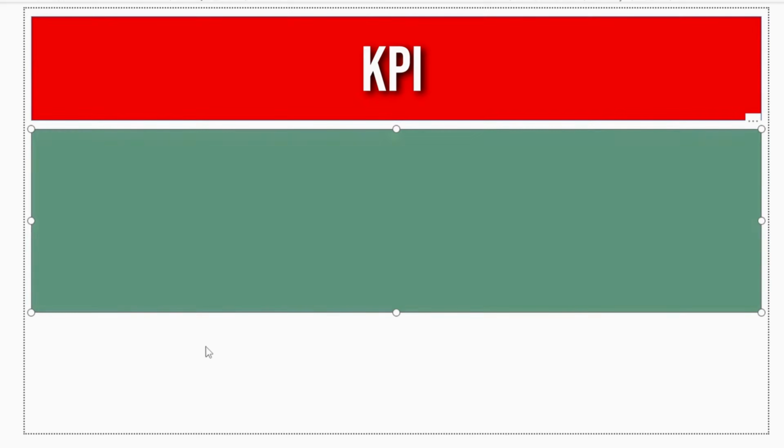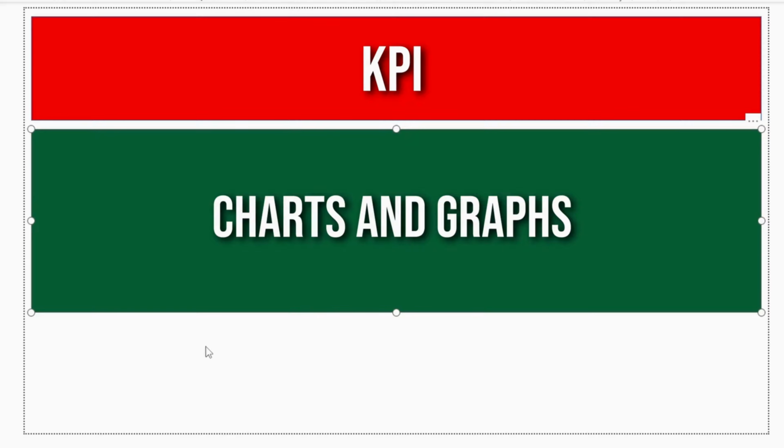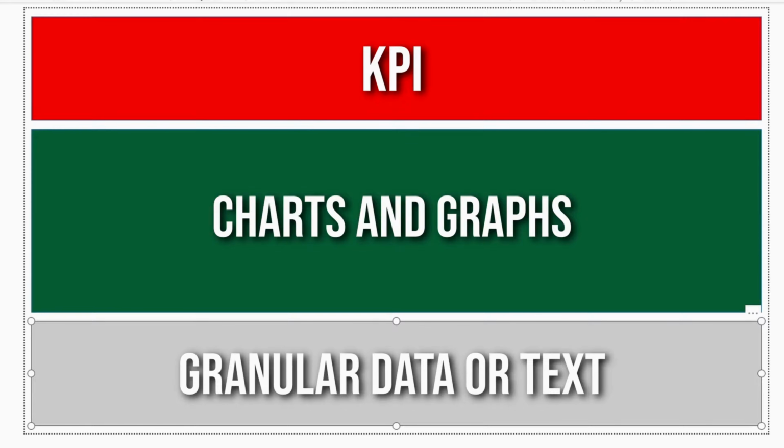Given this, my preference is to position the KPIs at the top section of the report, place the charts and graphs in the middle section, and reserve the bottom section for more granular data or text.